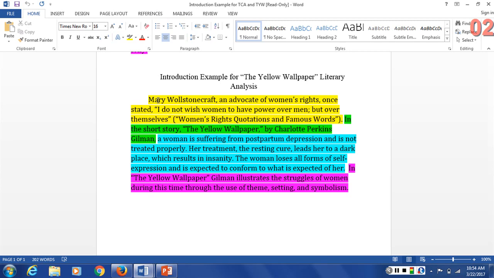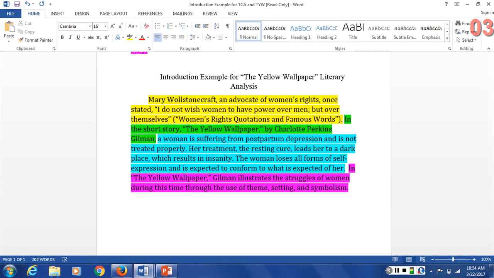And then, of course, the last part of my introduction paragraph is going to be my thesis statement, which is also in your outline. And remember, it should be listed word for word in your introduction paragraph, the same as it is written in your outline. My example here says, in The Yellow Wallpaper, let me fix this. Gilman illustrates the struggles of women during this time through the use of theme, setting, and symbolism.